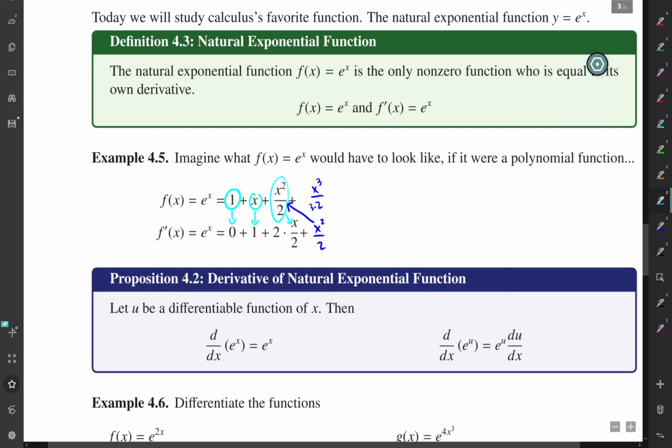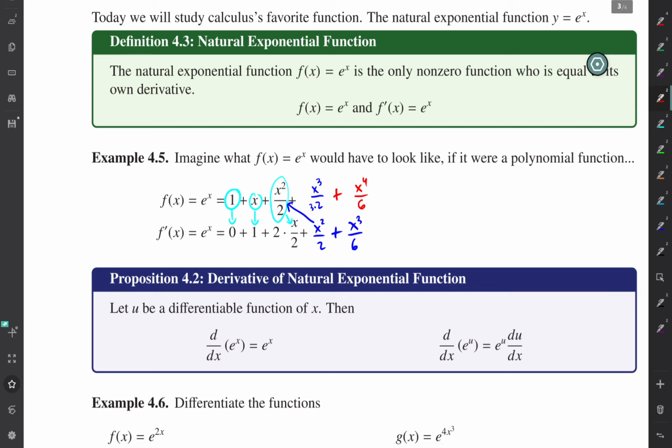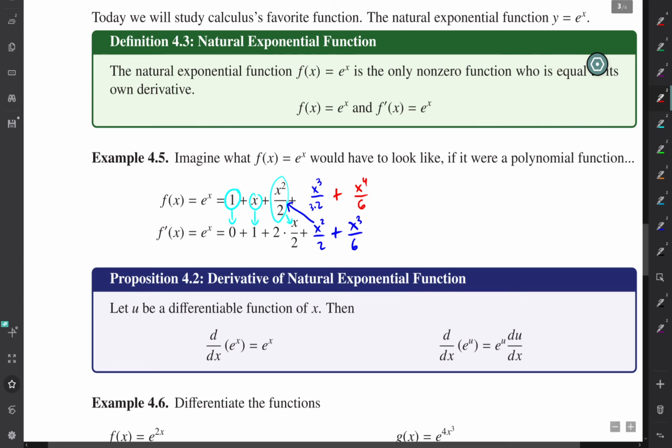So that worked out. But then that means that this next term over here has to be x cubed over 3 times 2, or x cubed over 6. And now the question is, what do I take the derivative of to get x cubed over 6? Well, it must be something like x to the 4th over 6. But then again, if I take the derivative of x to the 4th, I'm going to have 4x to the 3rd over 6, so I'm off by a factor of 4 again. So I need to multiply by 4 times 6 on the bottom. Or maybe I should write that as 4 times 3 times 2.